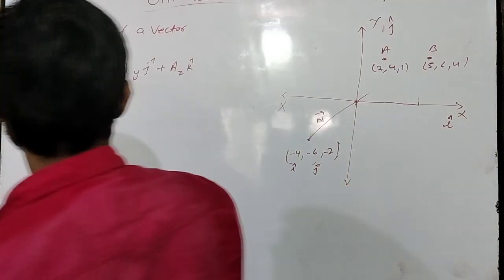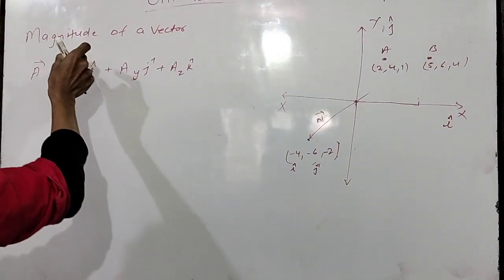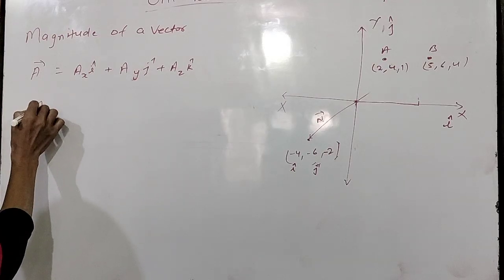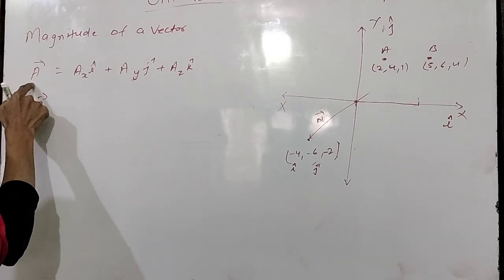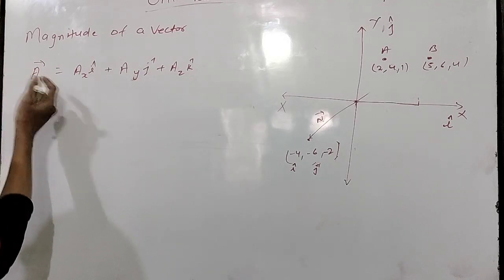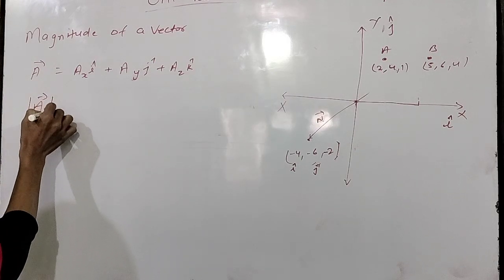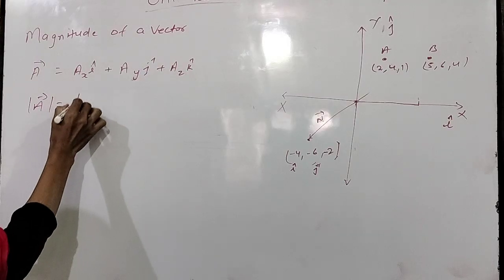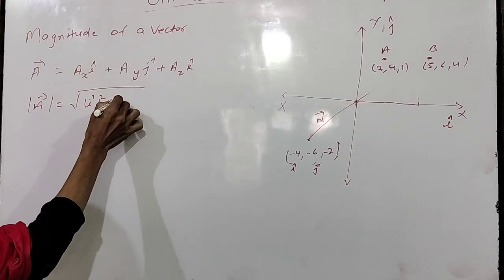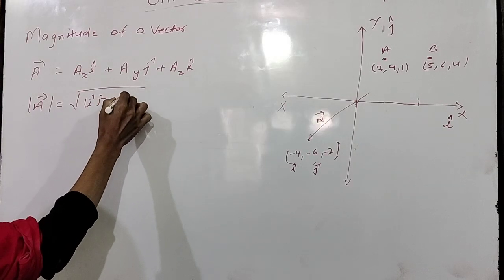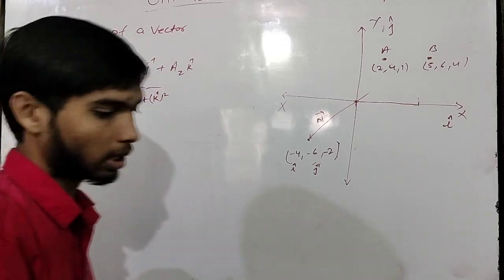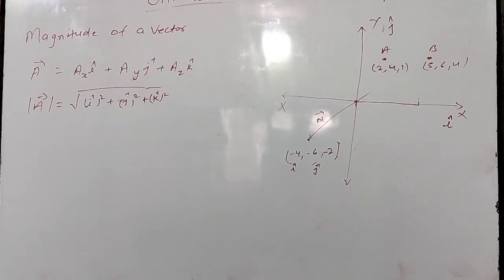Now, when it comes to the magnitude of a vector, this is how you will do it. This is already a vector. Let's say the question is asking the magnitude of this vector. So the magnitude of this vector is under root of i cap square plus j cap square plus k cap square. Am I correct?